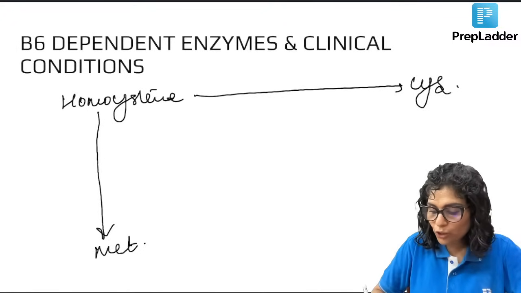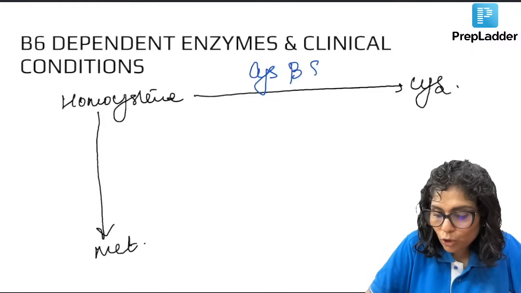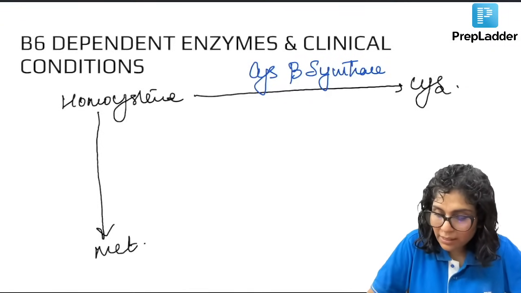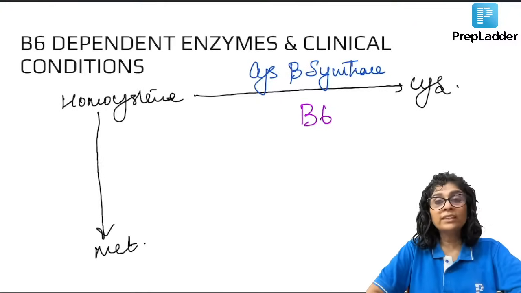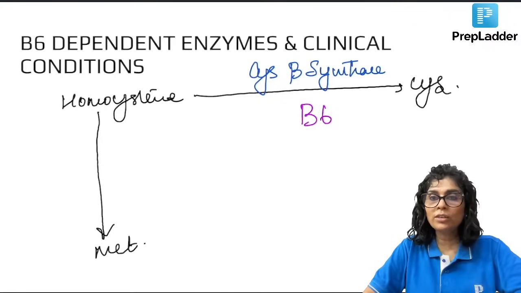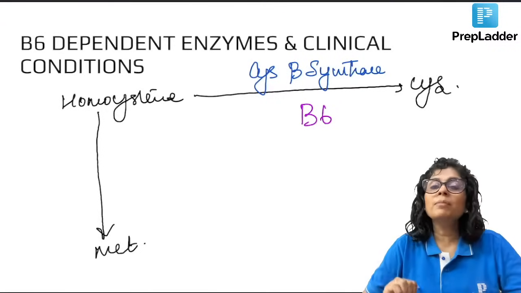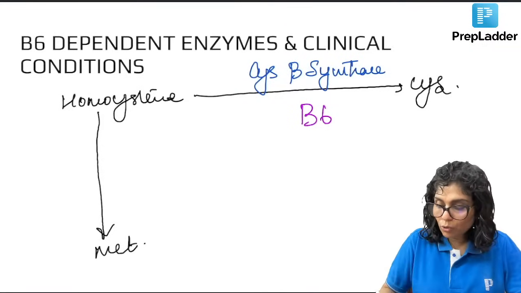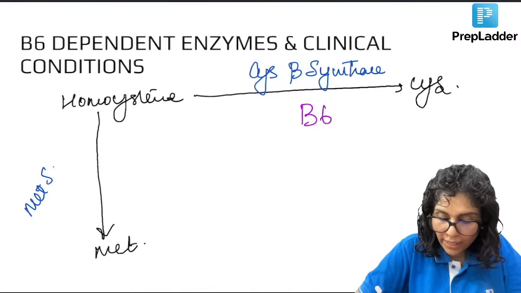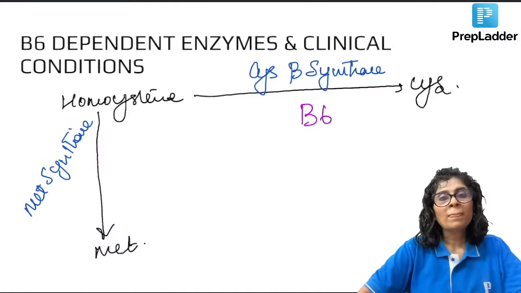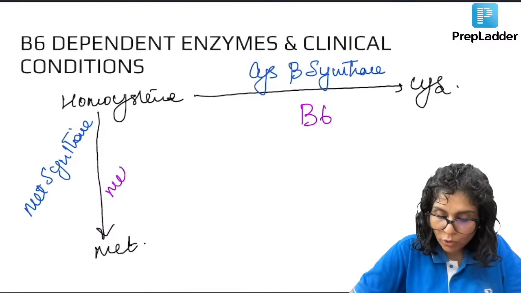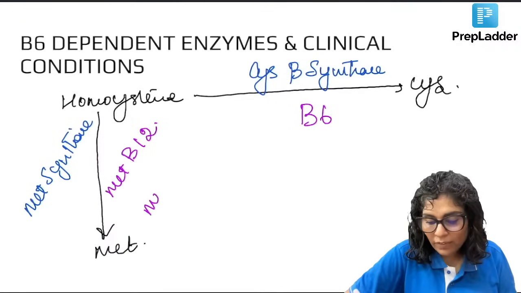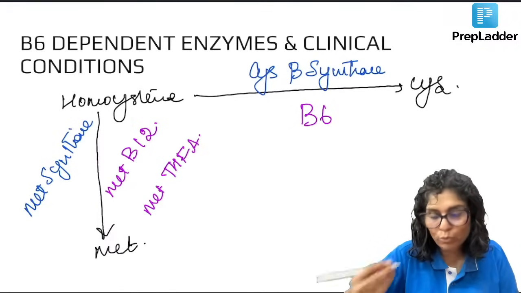Which enzyme converts homocysteine to cysteine? That is the enzyme that I told you about now, cystathionine beta synthase. This cystathionine beta synthase is dependent on B6. This is the major fate of homocysteine. It can become cysteine in the presence of cystathionine beta synthase, which is B6 dependent. The minor fate I already told you. Homocysteine can become methionine in the presence of methionine synthase. This methionine synthase is dependent on methyl B12. This methyl B12 gets its methyl group from methyl tetrahydrofolate.